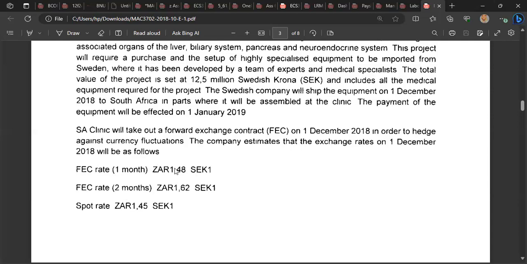And by the way, what's a forward exchange contract? A forward exchange contract is a contract that you could enter into with the bank, which guarantees you a certain value of foreign currency or a certain price of your foreign currency.